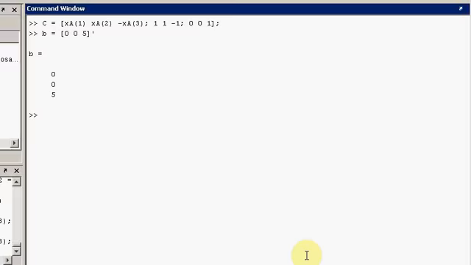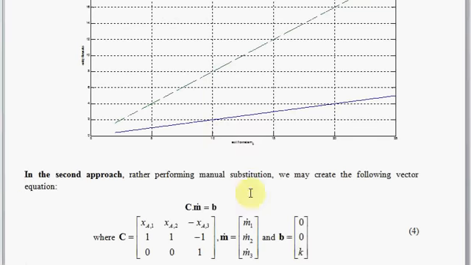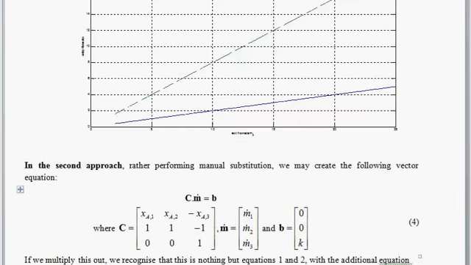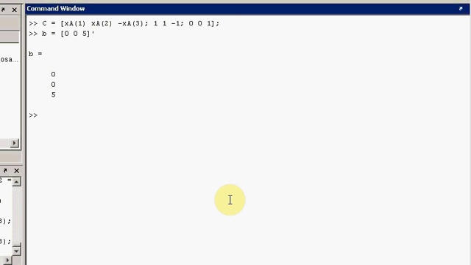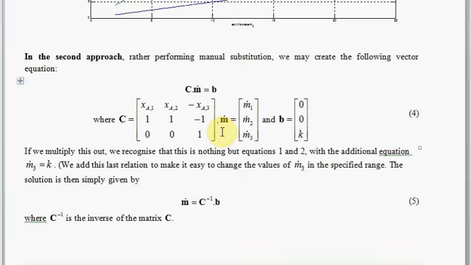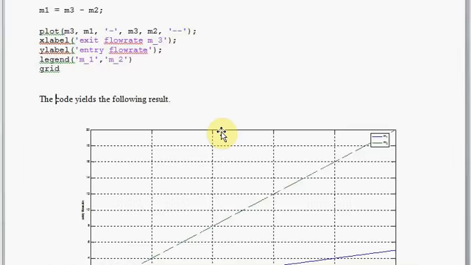So we said that the solution is given by m dot being equal to the inverse of C times B, and we can get that here. So M equals inv(C) times B, and that's the answer there, 145. So let's look for that on our set of graphs here.